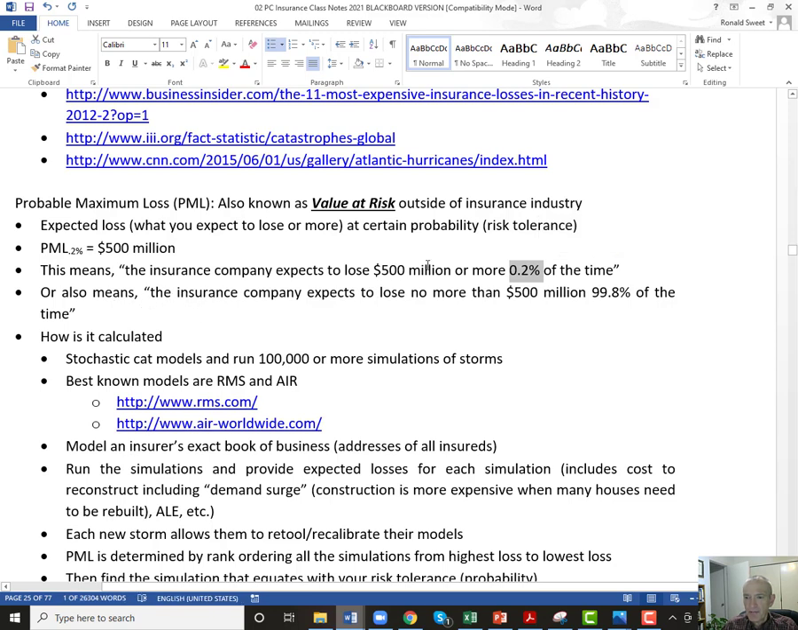Or you could do it the inverse and say the insurance company expects to lose no more than $500 million 99.8% of the time.